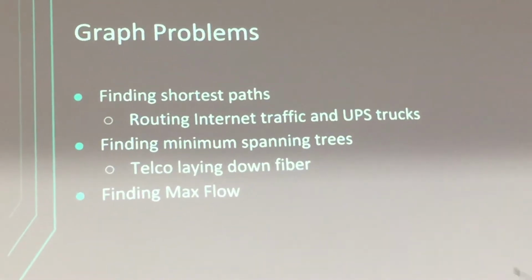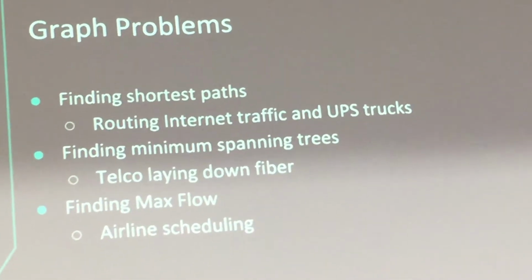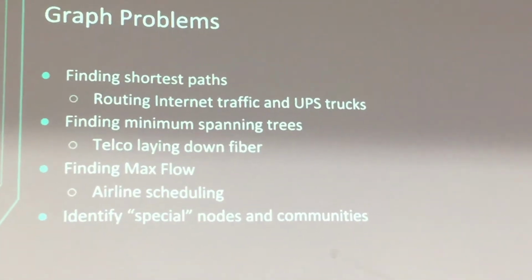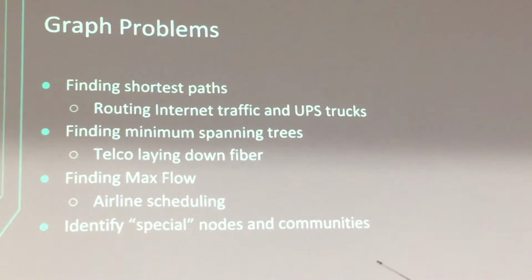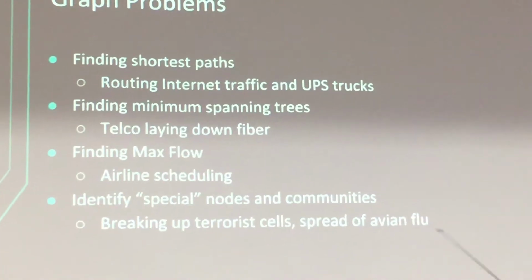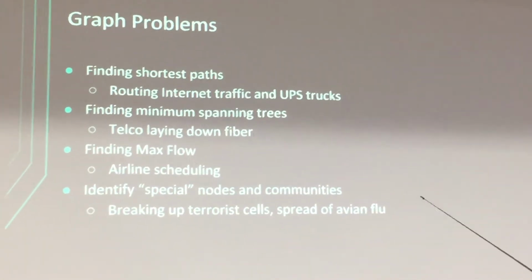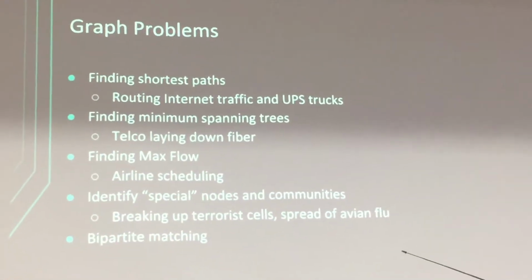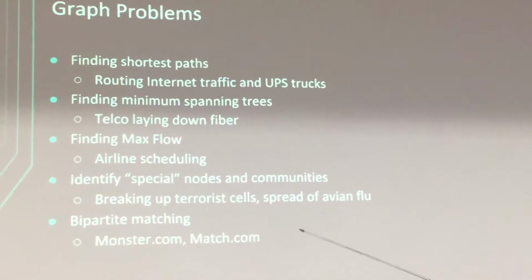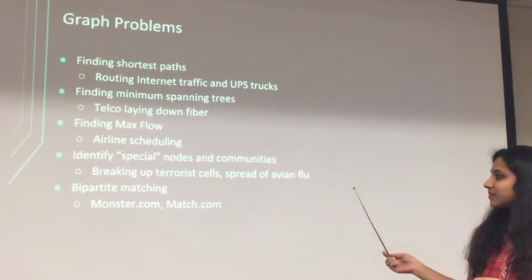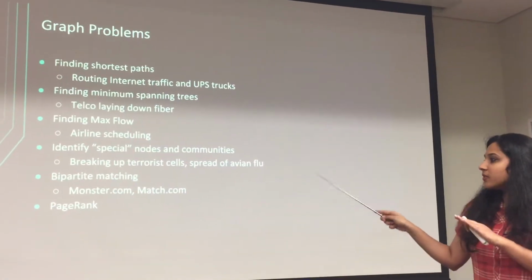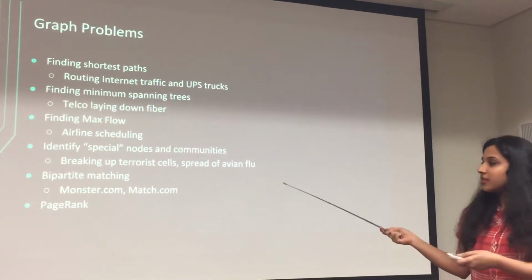And then next we have finding maximum flow in a graph. An example would be airline scheduling. And then we'd go through identifying special nodes and communities in the beginning of the class. An example would be breaking up terrorist cells and seeing how the flu is spreading in a community. And then the bipartite matching, examples would be monster.com and match.com. And obviously the page rank, how ranking the web pages on the web based on the query given by the user.